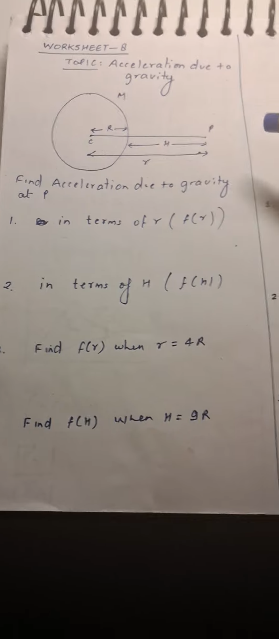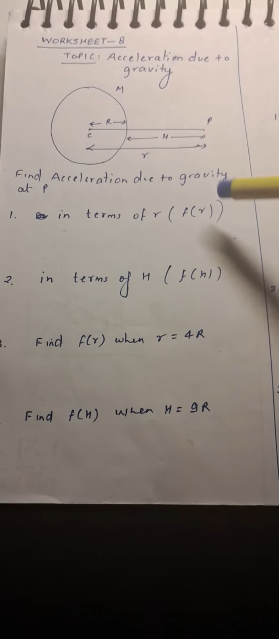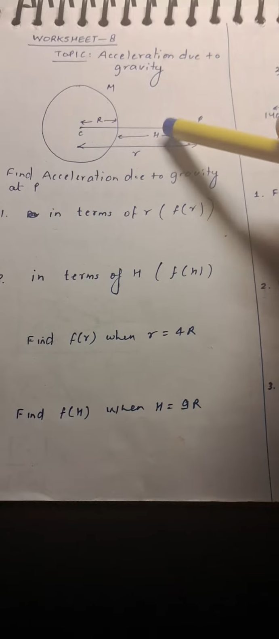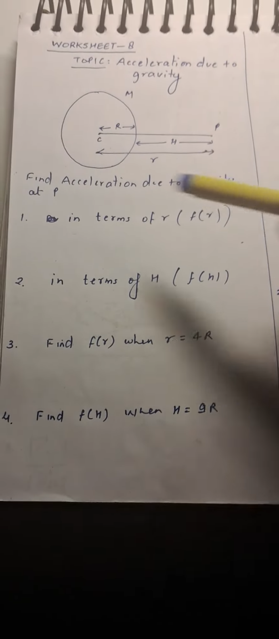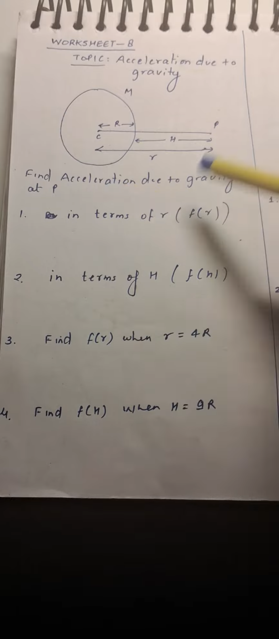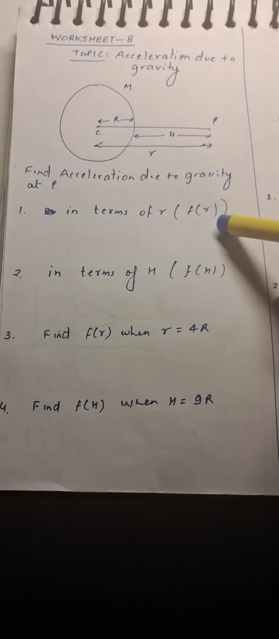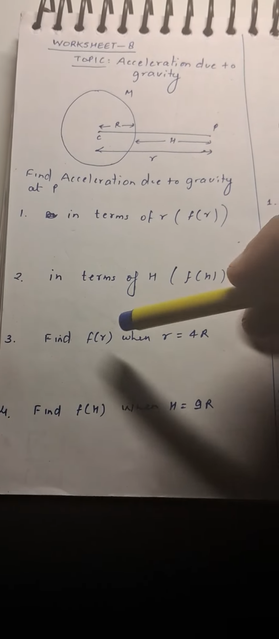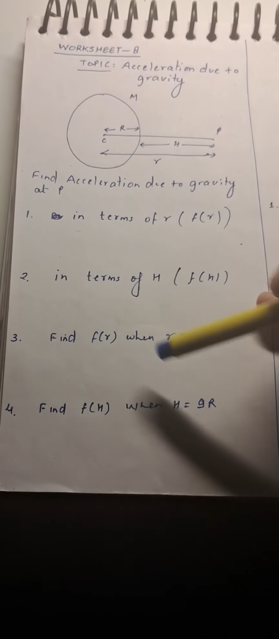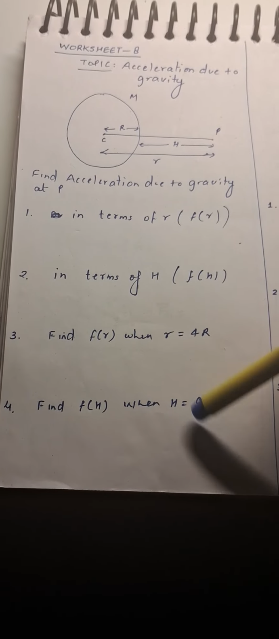Here is another worksheet on acceleration due to gravity. Suppose a planet of radius capital R, and the point mass P is at a height of capital H, and the distance from the center is small r. First question, you need to find the acceleration due to gravity at P. In the first, as a function in terms of small r. In the second, in terms of capital H. In the third, you need to find f of small r when r is equal to 4R. Next you need to find f of H when H is equal to 9R.